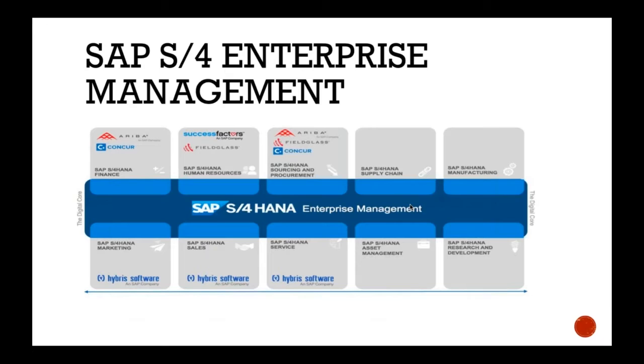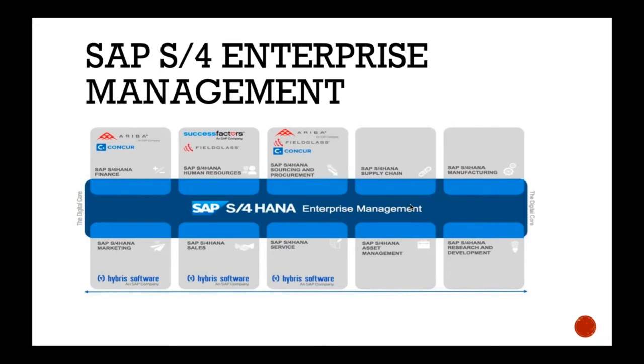Now that you understand what SAP S4 HANA is, the official product name is S4 HANA Enterprise Management. Like our earlier product, which was called SAP ECC but also called SAP ERP, similarly this SAP S4 HANA is called SAP S4 HANA Enterprise Management. Why enterprise management? Because it consists of all the modules that you have in SAP ECC plus advanced features.